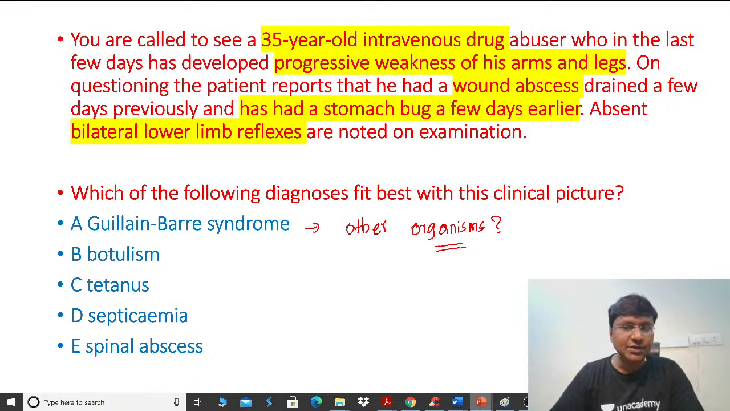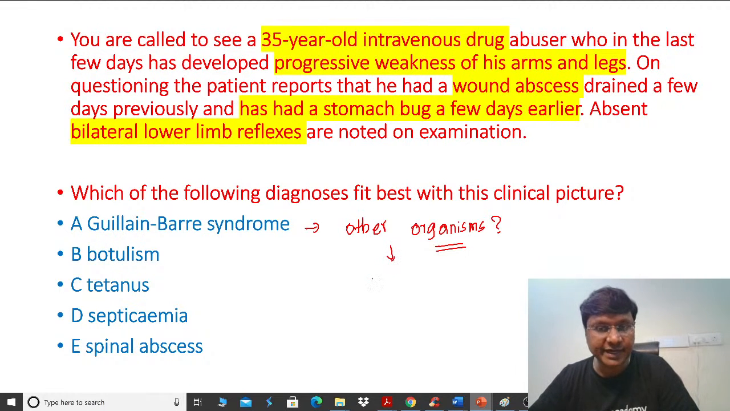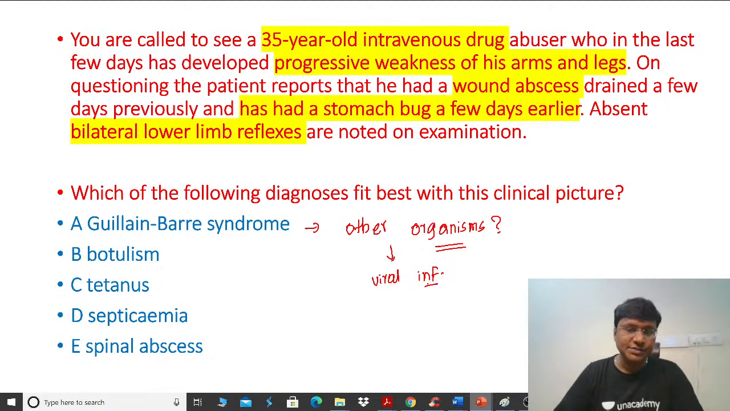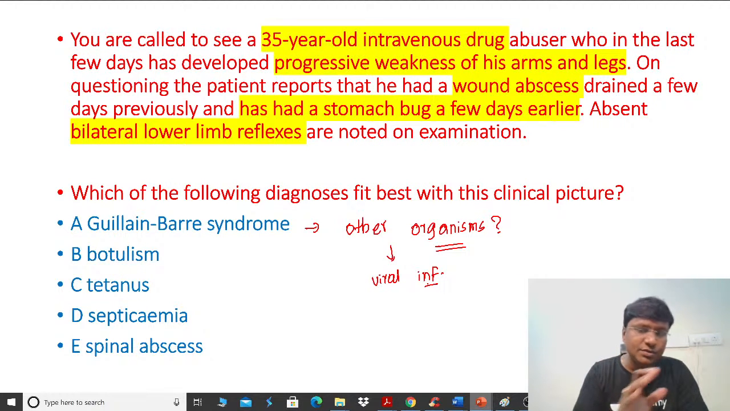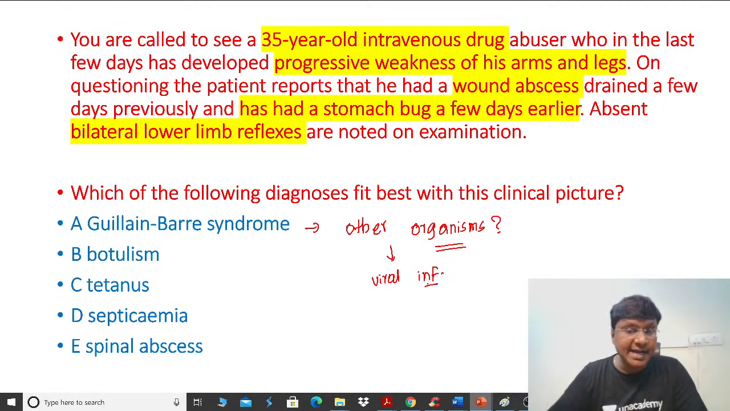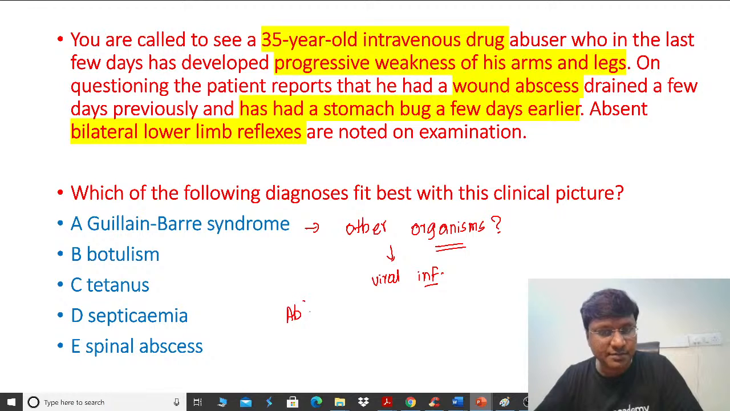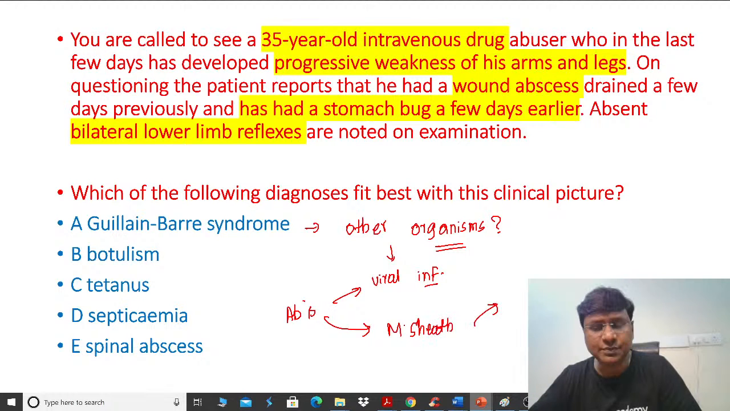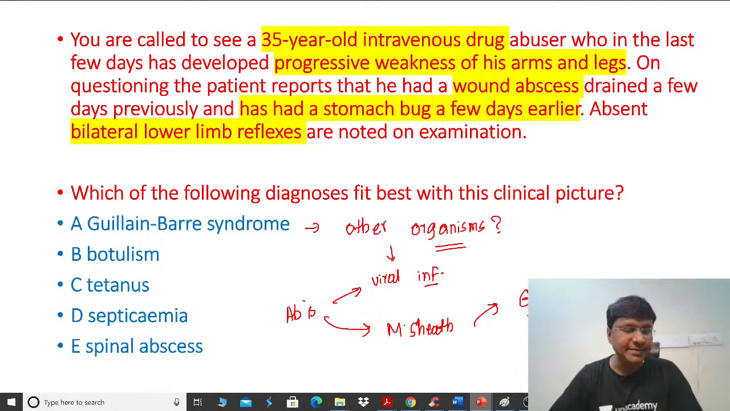Right. So the other organisms are mainly the viral infections. See, actually, does the virus cause Guillain-Barré syndrome? No. The antibodies which are formed against this particular virus will go and affect the myelin sheath of the individual, and that will result in Guillain-Barré syndrome.